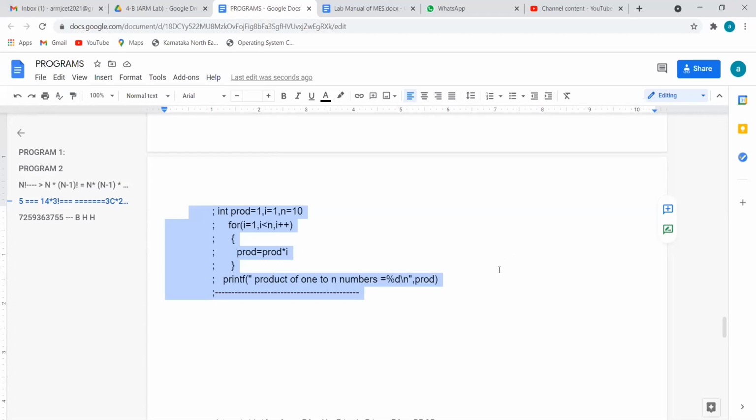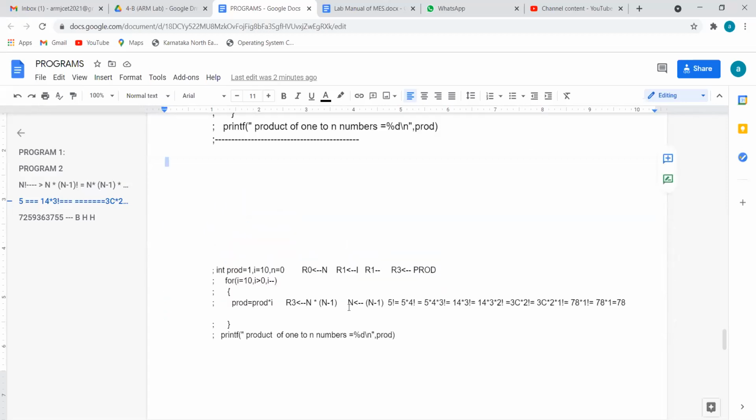What we could say is product of series of numbers starting from 1 ending at 9. So 1 into 2, 2 into 3, 3 into 4, 4 into 5, 5 into 6, like that. 1 into 2 into 3 into 4 into 5 into 6, etc. So it's a product from some starting number to some end number. Only difference is what here? This is I plus plus, meaning every time it increments by one.